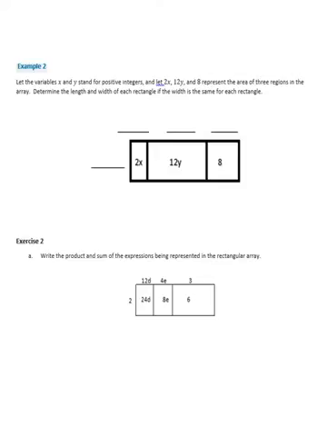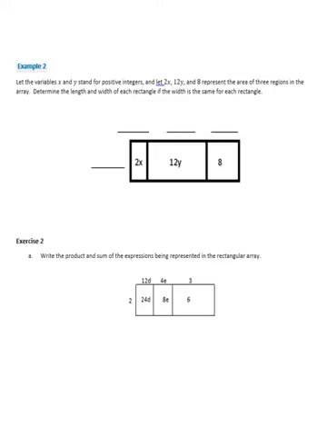Moving forward to example 2, let's just read through the directions. It states, let the variables x and y stand for positive integers, and let 2x, 12y, and 8 represent the area of the three regions in the array. We need to determine the length and the width of each rectangle if the width is the same for each rectangle. In other words, this first statement is saying there are no negative integers for x or y.